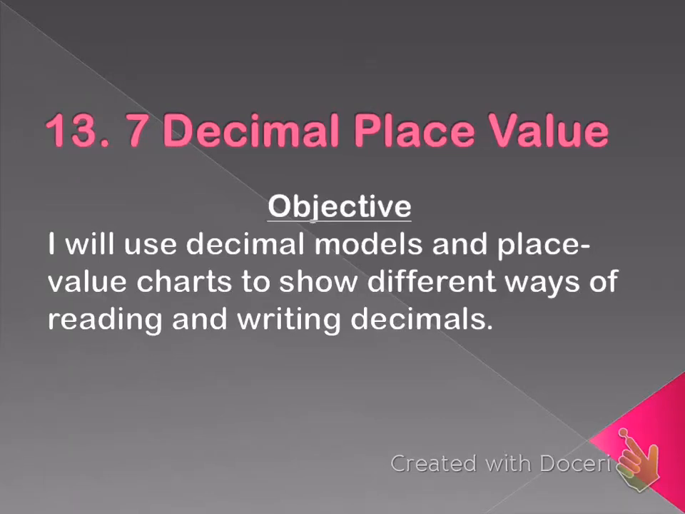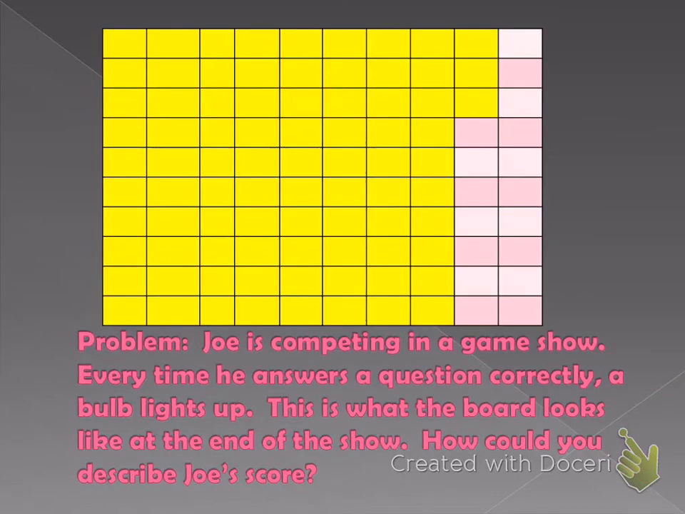Today's lesson is topic 13, lesson 7, decimal place value. The objective for today is, I will use decimal models and place value charts to show different ways of reading and writing decimals. The problem is, Joe is competing in a game show.